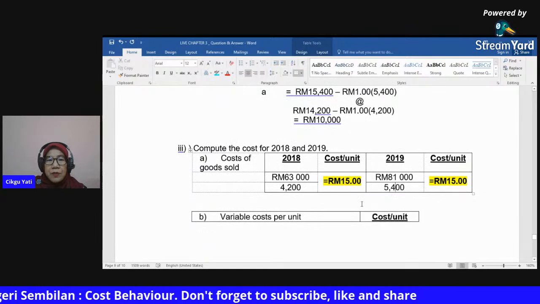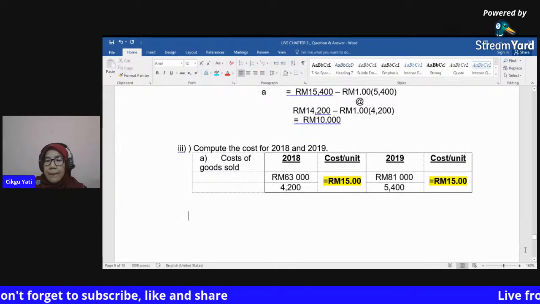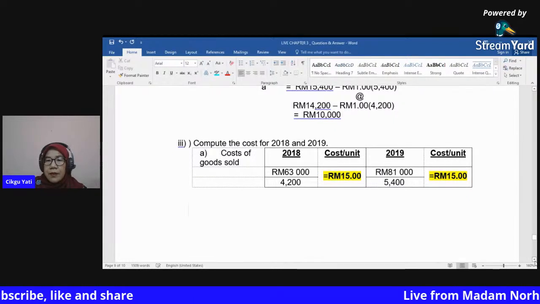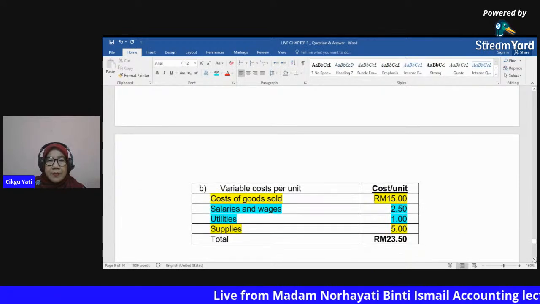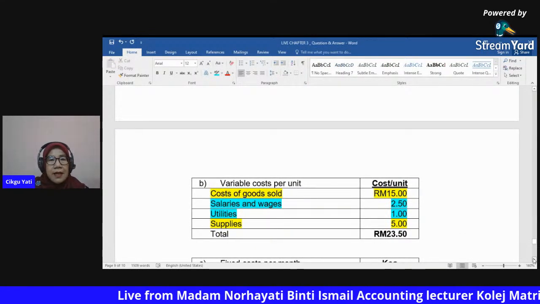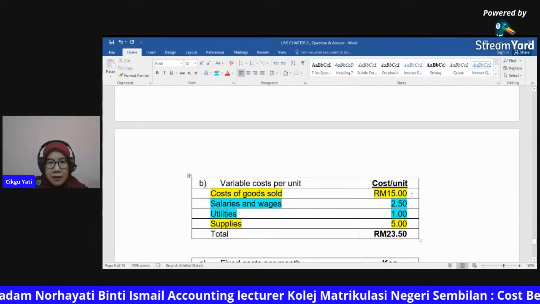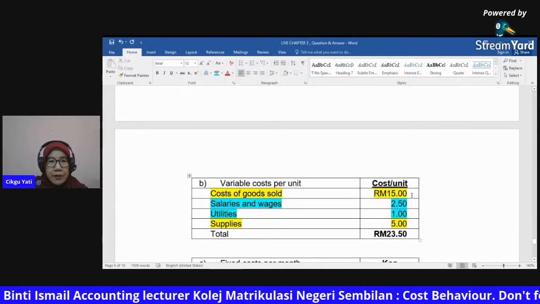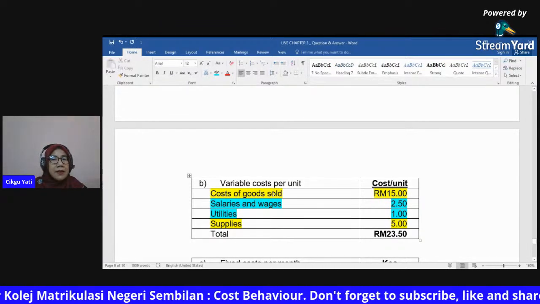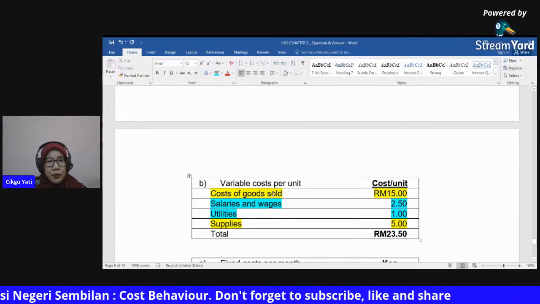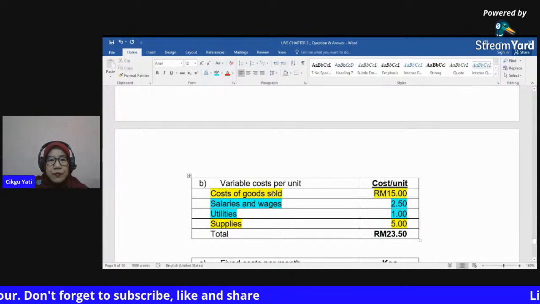Okay, the next question: we have to calculate the variable cost per unit for all the items. Look at this one. This is the item that has a variable cost or variable cost per unit: cost of goods sold. You can refer to the previous one, where I showed you how to calculate. Okay, cost of goods sold.